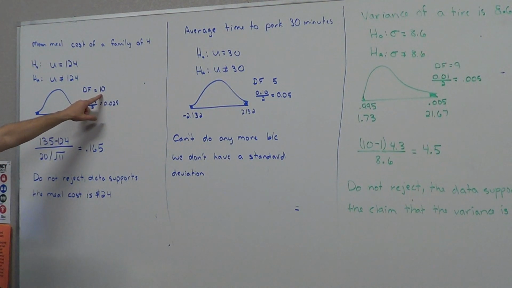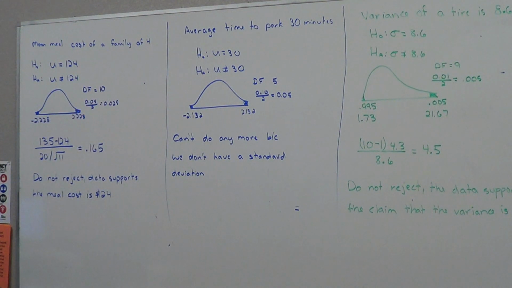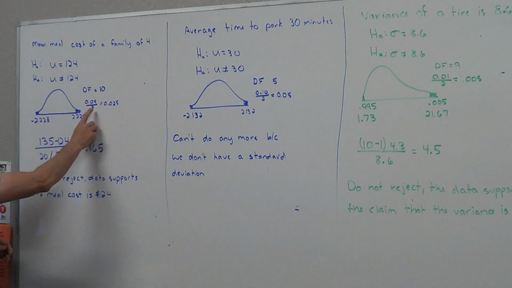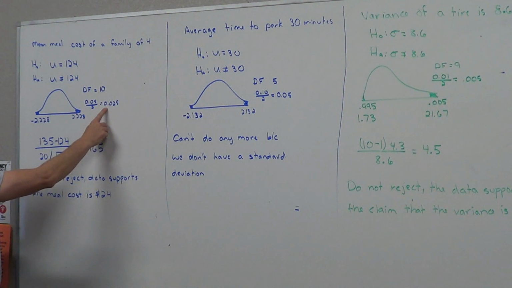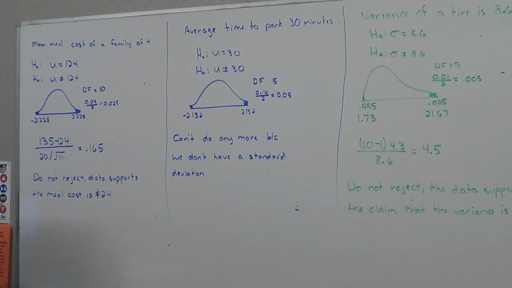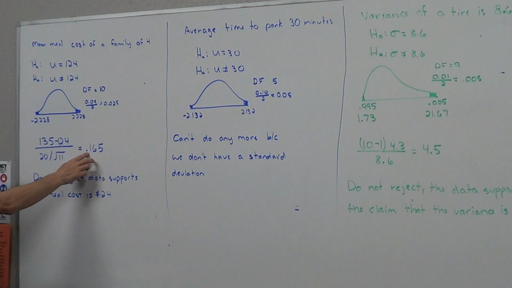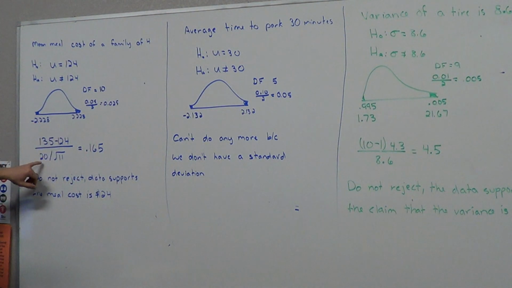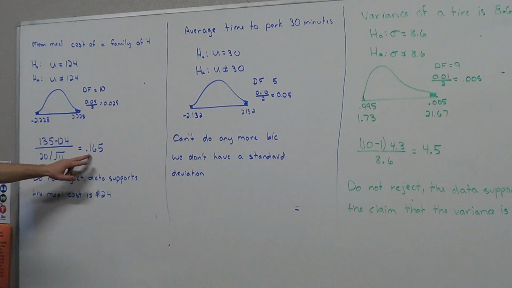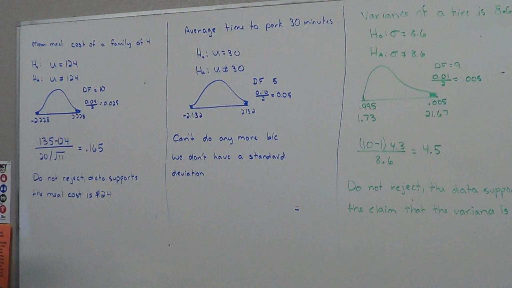So degrees of freedom is 10 because our sample size is 11. So 11 minus 1 is 10. Divide by 2, so our alpha value is 0.025. And we get 2.228, negative 2.228. There we go. We subtract and get here. So subtract, this is our sample average minus population standard deviation divided by the square root of our sample size. We do not reject. This value is not larger than that, so we do not reject. So therefore, the data does support that the meal cost is $124.